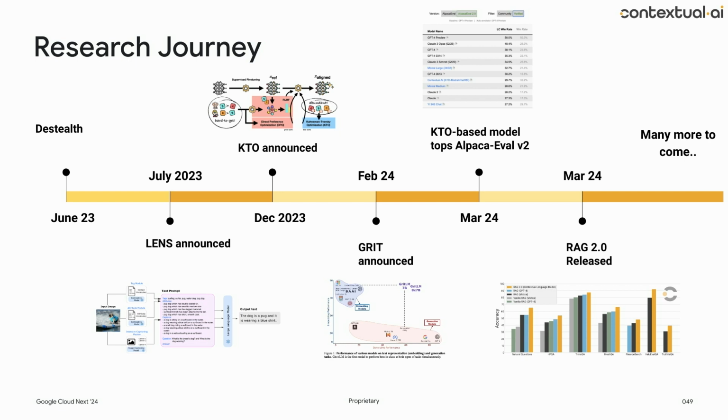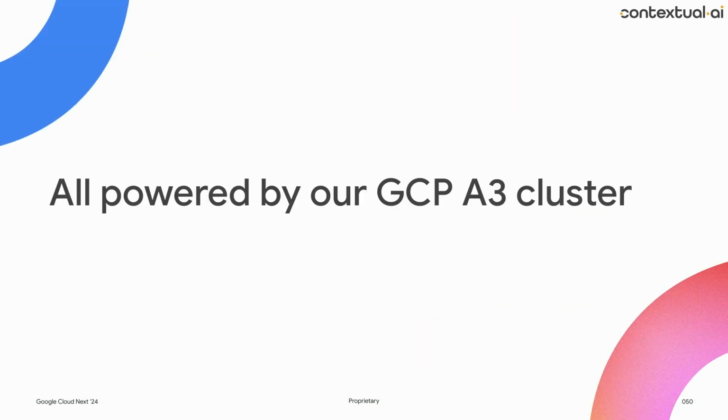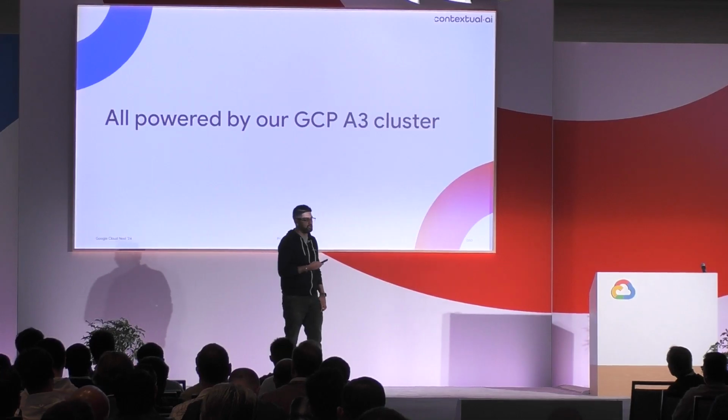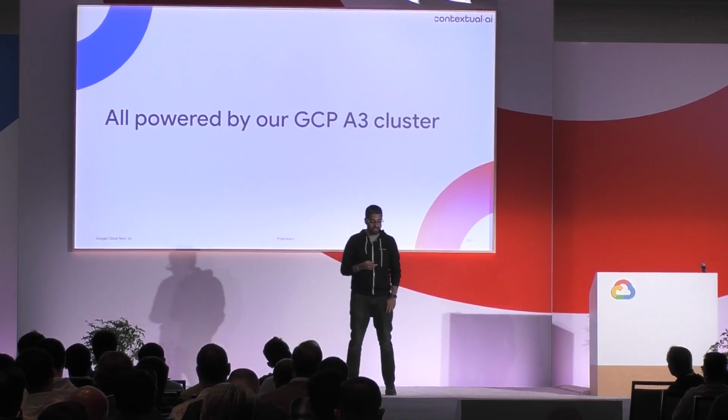So coming back to the point, we have done a lot of research breakthroughs in the last year since we came out of stealth on June 23rd. All of this, including KTO, Lens, and Grit, are foundation technologies that led us to make RAG 2.0 eventually in March. And they are all powered by our GCP A3 cluster. We have a huge cluster which we use for training workloads, and we have been very supported by the GCP team in making sure the scale that we are trying to achieve with research has been achieved.